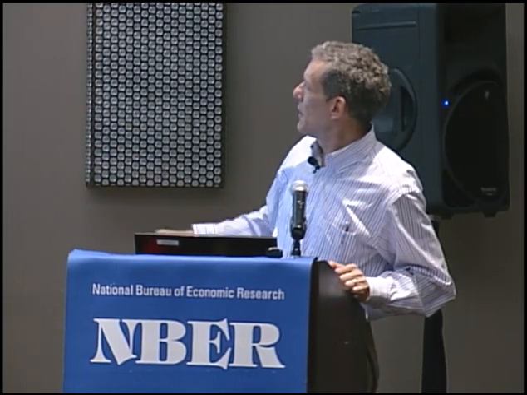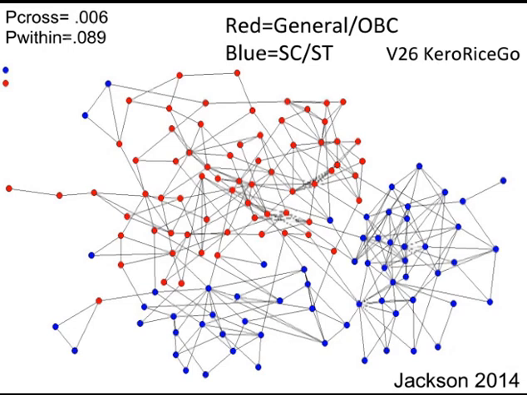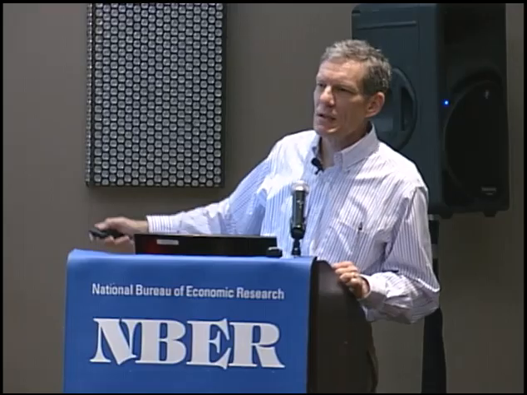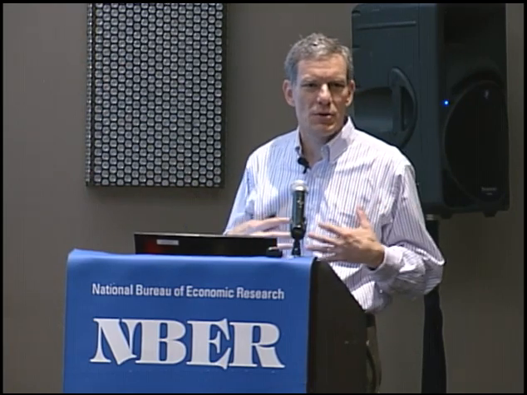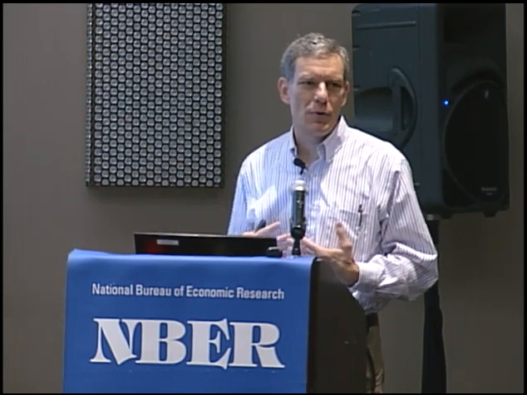This is from a paper I just wrote, and it's from data from a project I'll talk about a little later with Abhijit Banerjee, Arun Chandrasekhar, and Esther Duflo. This is a village in India, and this is a kerosene and rice borrowing network. In this case, the nodes are color-coded by caste. The blue nodes are scheduled caste and scheduled tribe, the castes that are recognized by the Indian government for affirmative action.